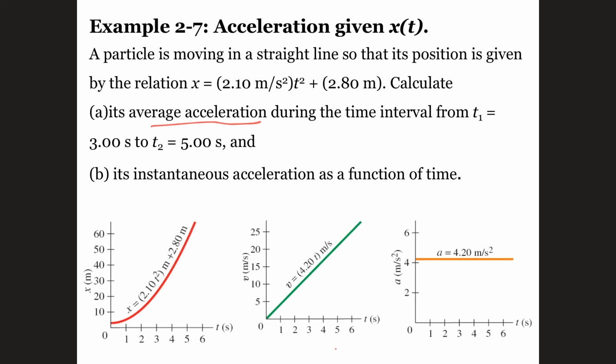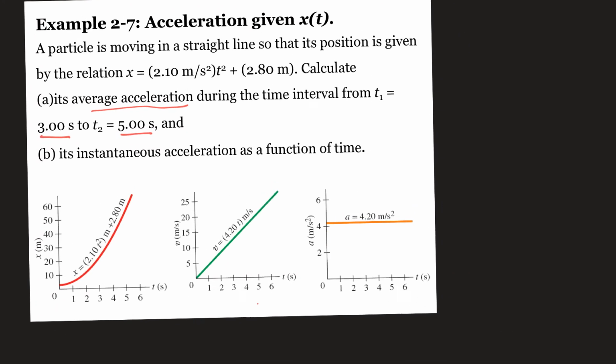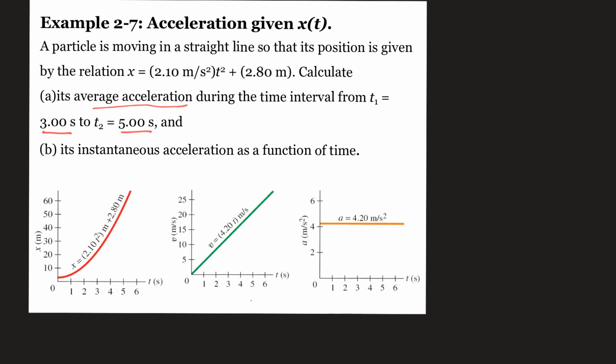When you find average acceleration, it means that you need to find two velocities, which are the velocity at 3 seconds and at 5 seconds. So how to solve this question? First thing first, the question gives you x. For you to find average acceleration, you need to use v, so you need to differentiate one time to find the equation for v.